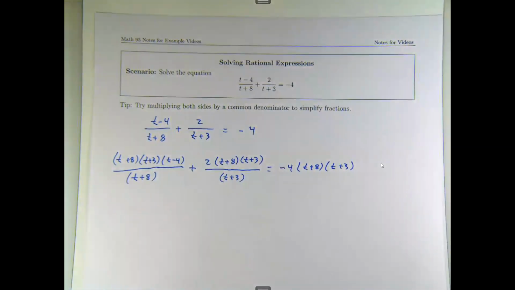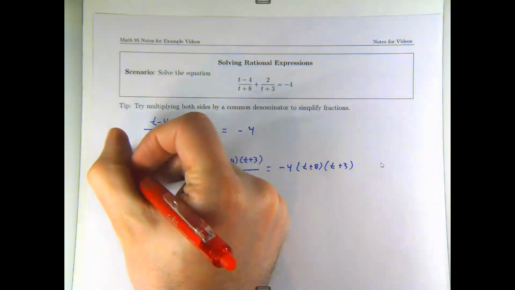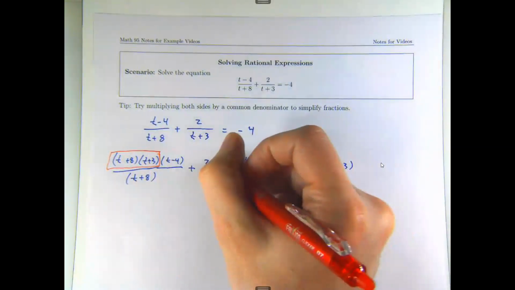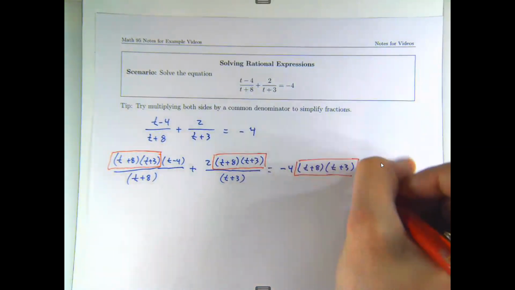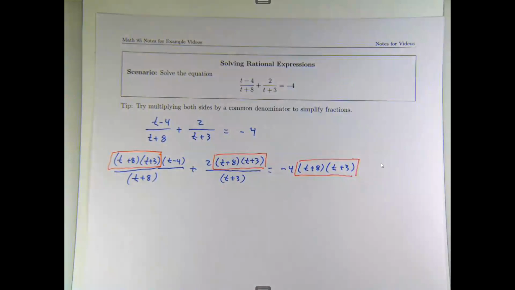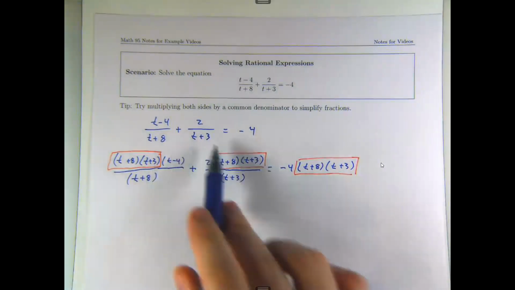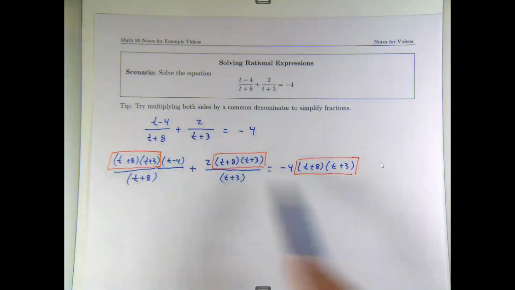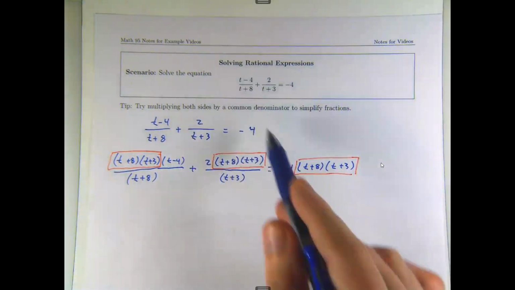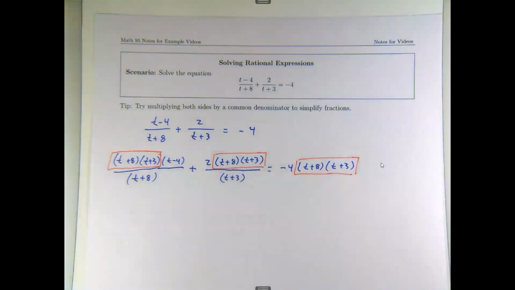Let's really take stock of what we did here. So I have added a component to each side here that makes things look messier. And it will get messier for just a second, but it'll get nicer after this next step. This common denominator of t plus 8, t plus 3, all of these pieces have that in common. So when I'm multiplying everything, I'm keeping it balanced. If I do it to one side, I have to do it to the other. So I'm keeping it balanced. I'm going to get something that looks like this.